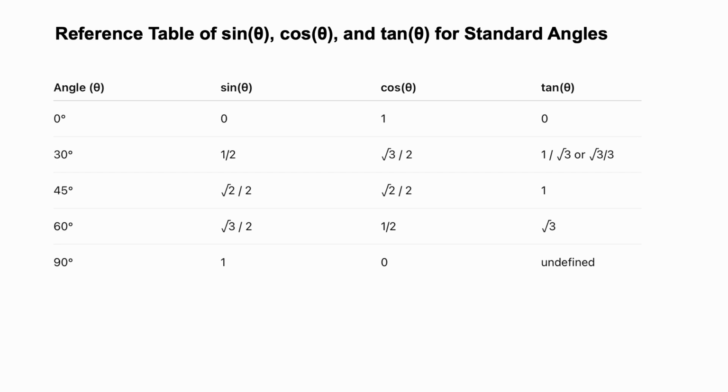And at 90, sine is 1, cosine is 0 and tangent is undefined, because you can't divide any number by 0. So, practice recalling this table quickly. It can save valuable time during the test.